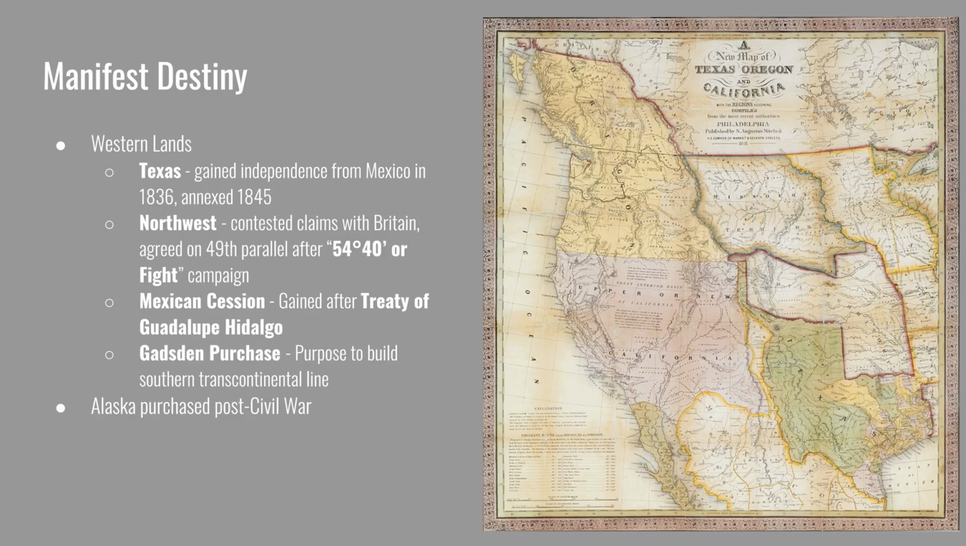James K. Polk had campaigned in the 1844 election on the slogan 54-40 or fight, meaning that he wanted to have the entirety of the Oregon Territory, but thought better of it once he actually was in office. The Mexican cession is added in 1848 after the Treaty of Guadalupe Hidalgo. Finally, the Gadsden Purchase adds a thin strip of land south of Arizona for the purpose of building a southern transcontinental railroad line. After the Civil War ends, the U.S. purchases Alaska from Russia.